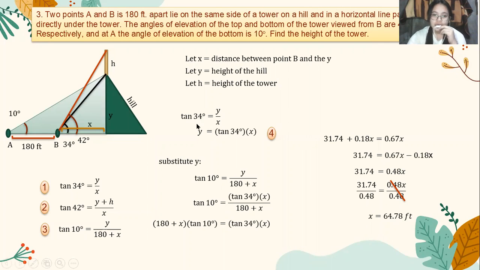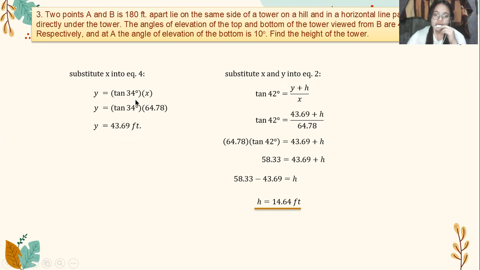The next step is to substitute x into equation number 4. So we have y equals tangent 34 degrees times x. Let's substitute: y equals tangent 34 degrees times 64.78. And our y, or the height of the hill, is 43.69 feet. So we already have the x and the y, or the distance of point B to the hill and the height of the hill. The last step is to substitute x and y into equation number 2 to get the height of the tower.